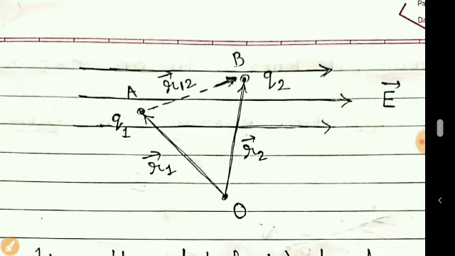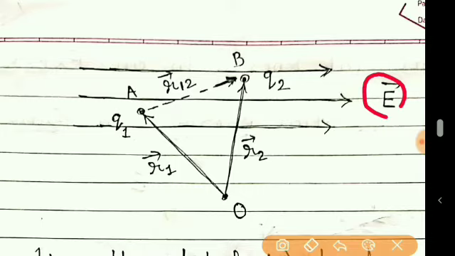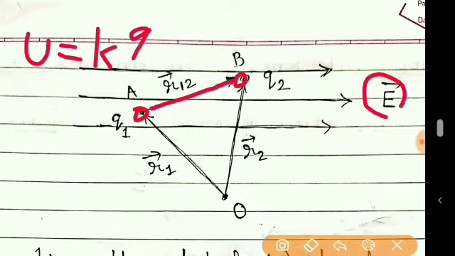Also, if we consider only two charged particles, neglecting the electric field, then if there are any two charged particles separated by some distance, then the potential energy related to it is given by U is equal to K, first charge into second charge, upon the distance between them, R12. So here R12. Even this concept is known to us.